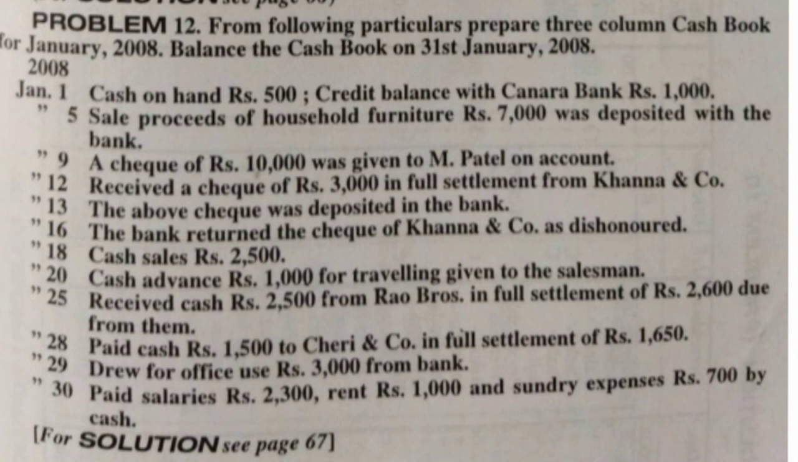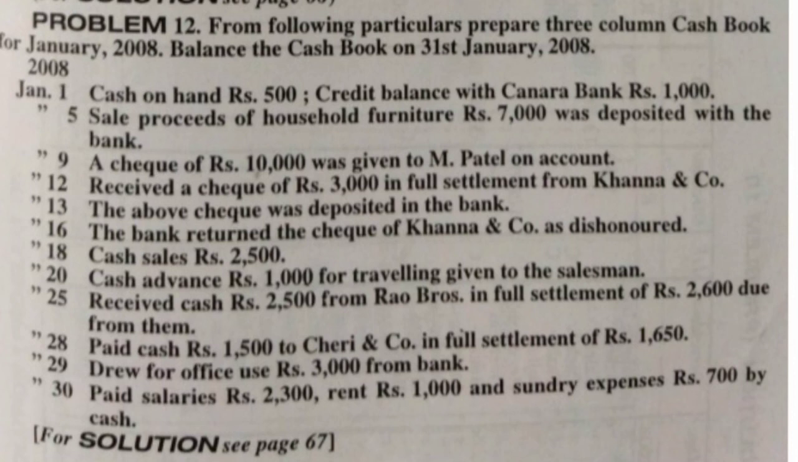We are paying cash of rupees only 1500. So the entry would be debit the receiver, that is Cherry and Company. Cherry and Company account debit 1650 to cash account 1500 to discount received account 150. So cash is on the credit side, credit the cash column with rupees 1500 and the discount column with rupees 150.